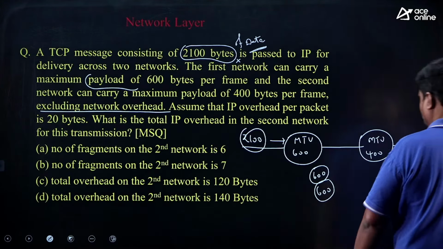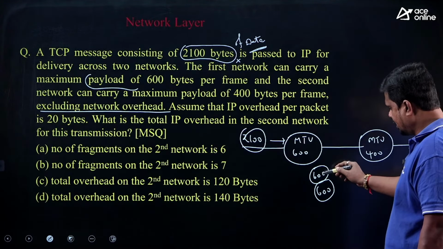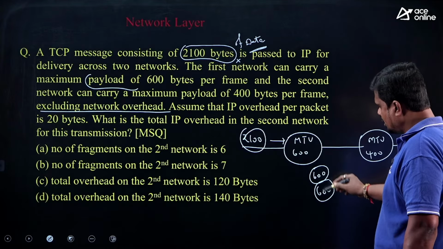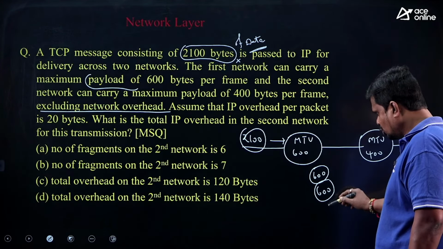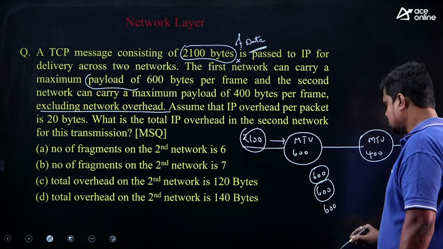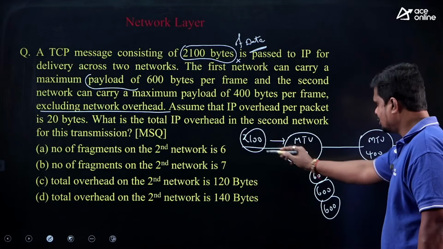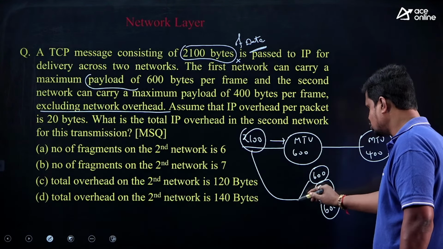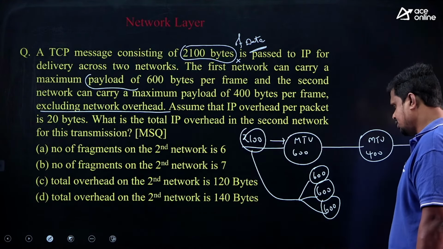Yes, it is divisible by 8. So that's why we are considering 600 and 600. So up to now, two fragments are being created from 2100. And one more fragment I can create, another 600. So this 2100 is being split so far. How many fragments? 3 fragments.